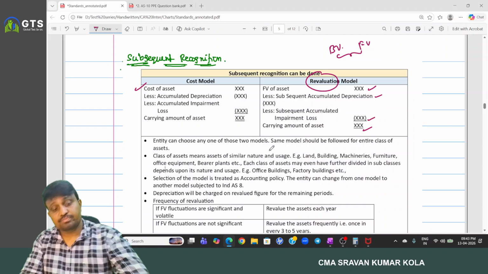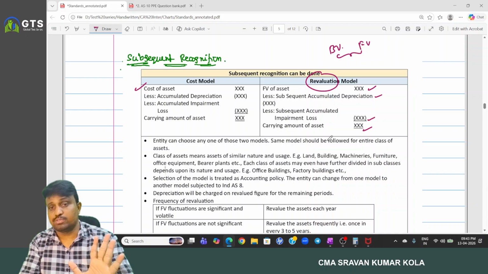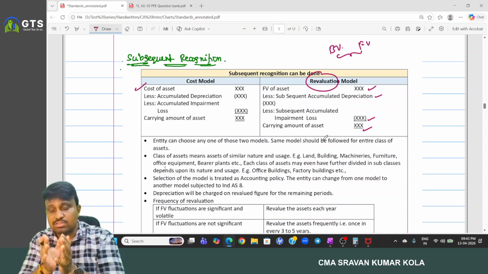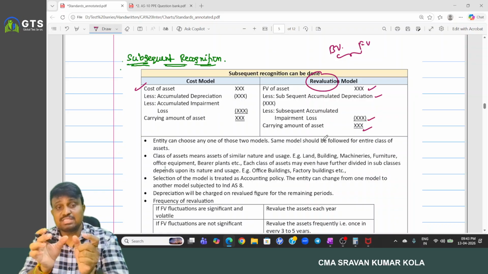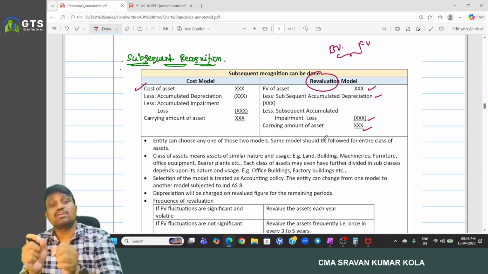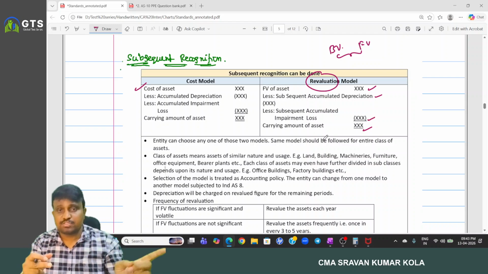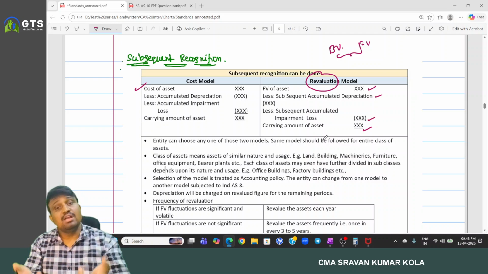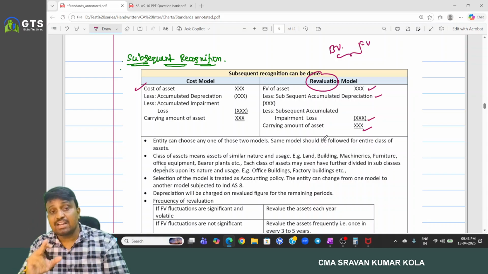But here is the important point. The entity can choose any one of these models. You may follow either the cost model or the revaluation model. But remember, once you select it, you have to follow it consistently, because selection of the model is covered under accounting policy. If you want to change, then the change is applied as per AS-5, change in accounting policy.